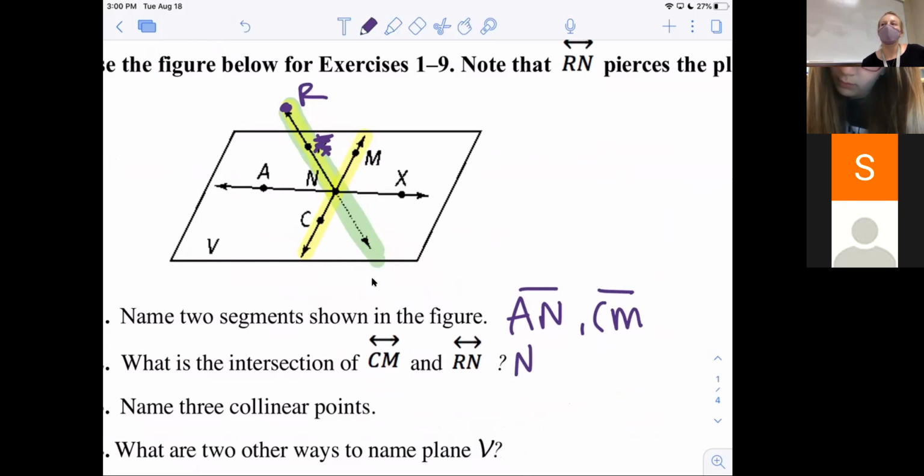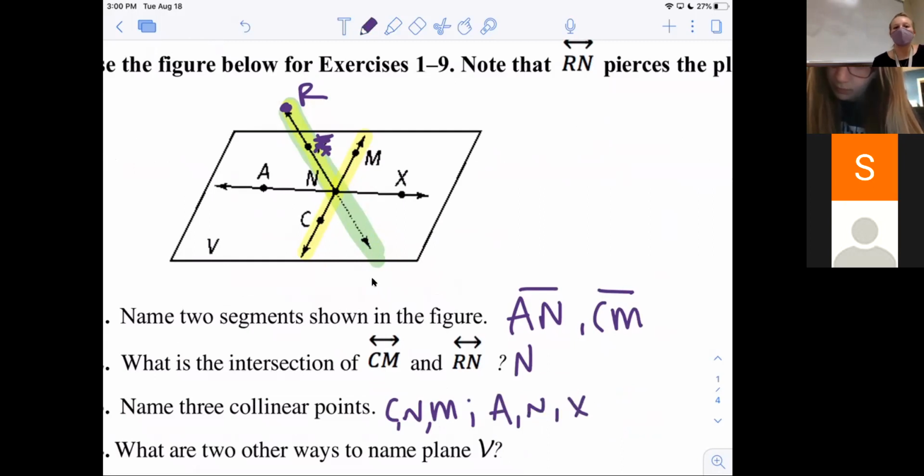Okay, name 3 collinear points. 3 points all on the same line. Cooper, give me one set. C, N, M. Awesome. Are there any more? Lydia, you got it? What is it? A, N, X. Awesome, thank you. Yep, 2 sets of collinear points. Doing good so far? Questions, concerns?